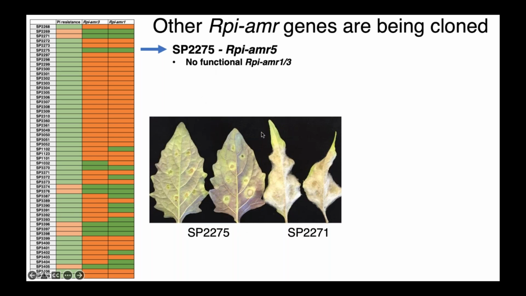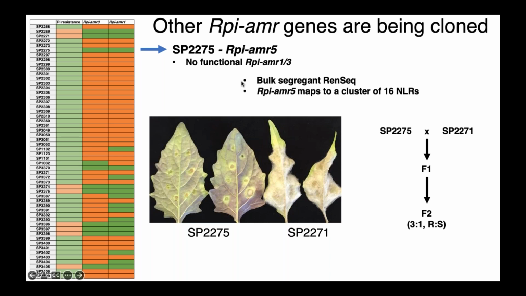You can see that it shows a fairly strong resistance phenotype compared to our susceptible line. When we make a segregating F2 population, we can see that resistance segregates in a 3-to-1 ratio, indicating a single gene is responsible. We've performed our mapping pipeline on this accession, and by using bulk segregant RenSeq, we find a cluster of 16 NLRs where Rpi-amr5 maps to.